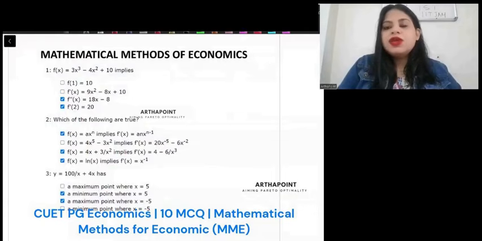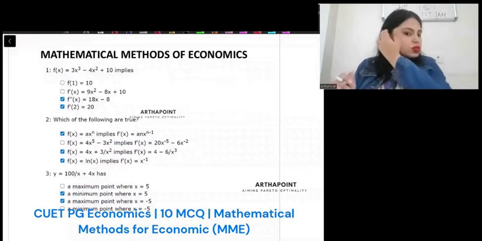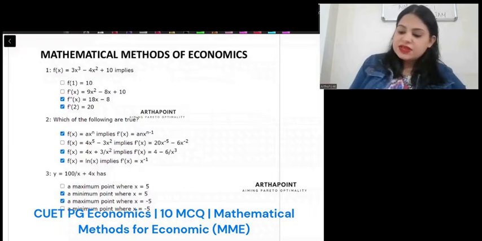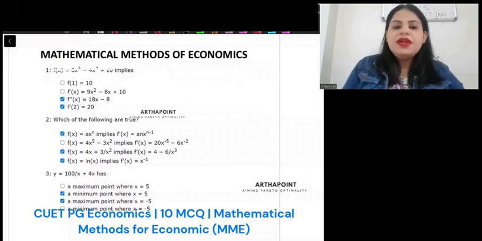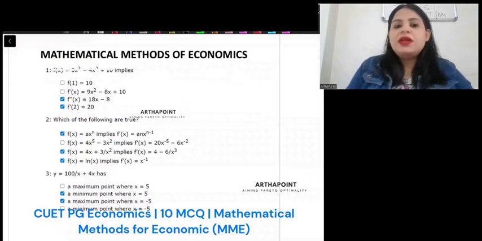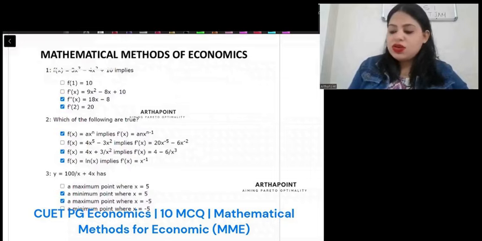Good evening everyone. Today I'm going to take some questions of MME for practice. Let us go ahead and take the first question. It says f(x) is this. What does this imply?